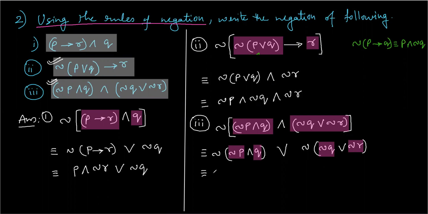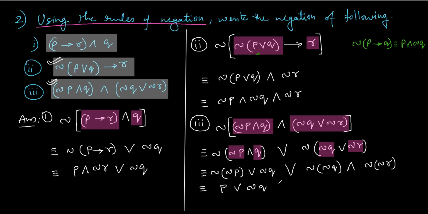See, I completed. So I have negation of negation P or negation Q, and then already disjunction is there. Then here I have negation of negation Q and negation of negation R. So this gets me negation of negation P is P, or negation Q, or here I have Q and R. This is the final answer that we get.